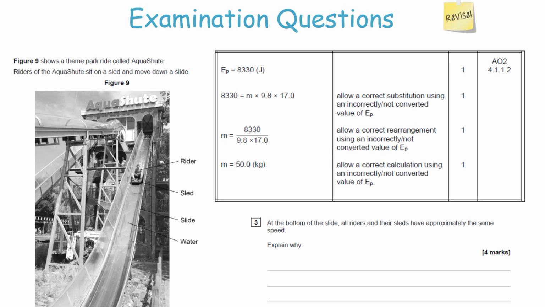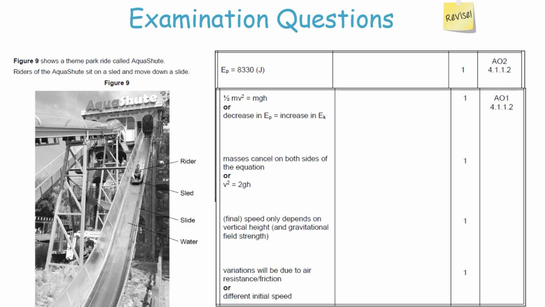Now the next question is asking why they all have the same speed. Well, it's all about looking at the question, because the question says they're starting off with gravitational potential energy and they're turning into kinetic energy. So we can therefore say that a half mv squared is equal to mgh. So our decrease in gravitational potential is equal to our increase in kinetic. So if you look at the equations, the mass cancels out in both sides. So therefore the speed will only depend on the height, and because they're all starting at the same height, they'll all have the same speed. The only differences will be due to variations in air resistance and friction, or if they have a different speed at the direct start. So it's always important you look to see what our energy stores are and how they equate to each other.